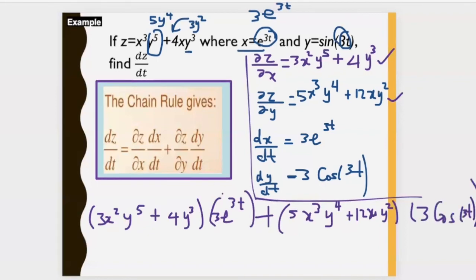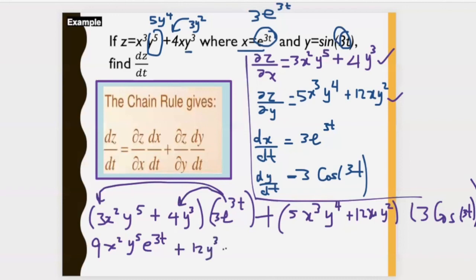So multiplying 3e raised to the power 3t, 3 3s are 9. So I'll have 9x squared y to the 5th e to the power 3t. Multiplying 3e to the 3t times 4y cubed, I'll have 4 3s are 12, y cubed e to the power 3t.